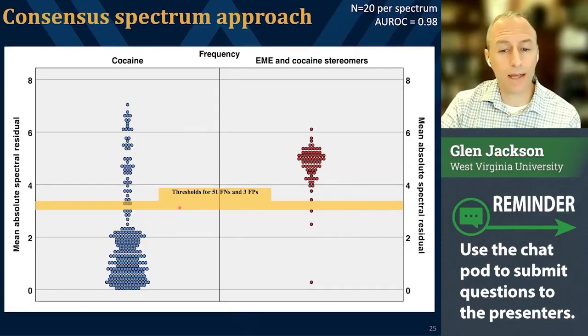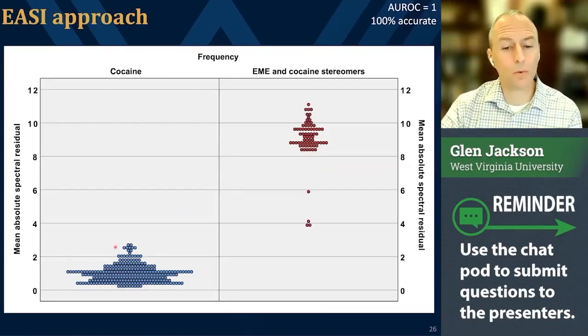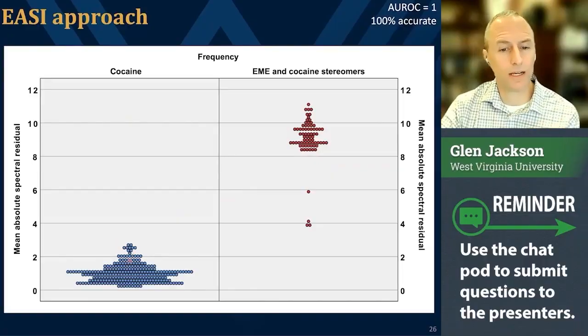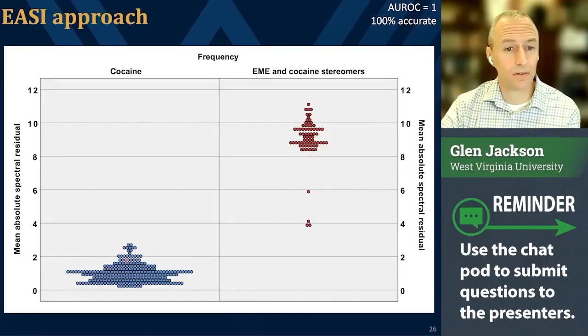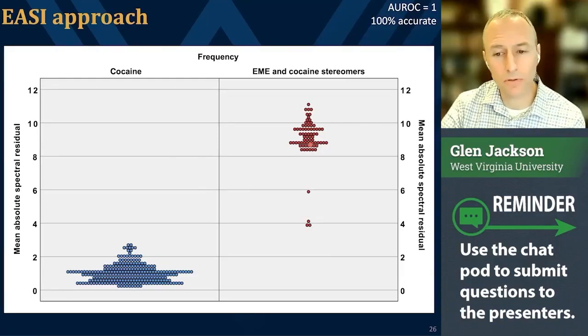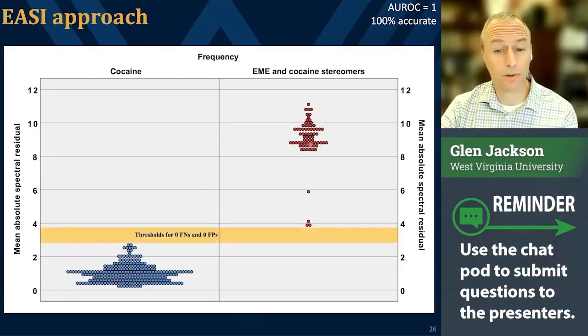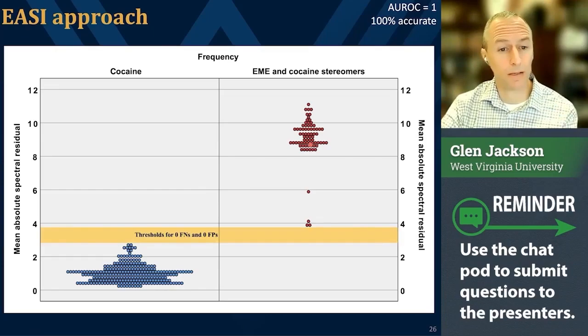However, if we use our algorithm to make predictions, then you can see that for all of the cocaine spectra, this includes the training set, the test set, and the validation set, the mean absolute residual is always less than 3. And the mean absolute residual for all of the non-cocaine spectra, that's ecgonine methyl ester and all the diastereomers, is always greater than 3, which means you can now have a threshold that makes errorless determinations, at least for the data set that we've looked at.